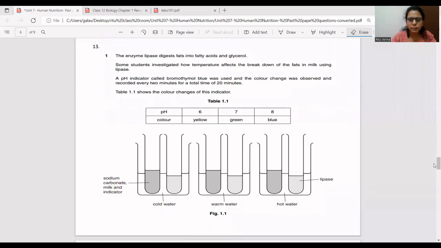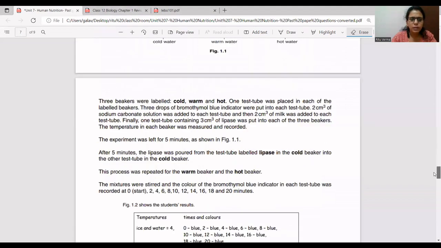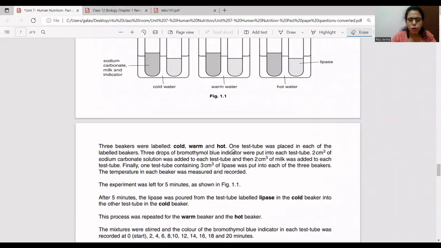Now let's look at the other part of the question. Now 3 beakers were labeled cold, warm and hot. 1 test tube was placed in each of the labeled beakers. 3 drops of bromothymol blue indicator were put into each test tube. 2 centimeter cube of sodium carbonate solution was added to each test tube, and then 2 centimeter cube of milk was added to each test tube. Finally, 1 test tube containing 3 centimeter cube of lipase was put into each of the 3 beakers.